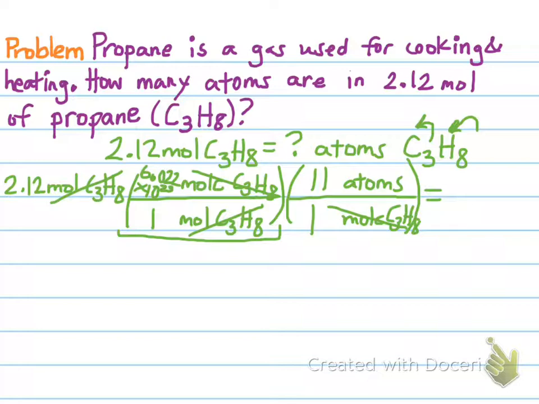So now I'm ready to calculate this using my calculator. Should I multiply or should I divide? I hope you said multiply, right? Because my numbers are in the numerator. So to do this on my calculator, I'm going to take 2.12 times 6.022 E23 times 11, and then you're going to hit your enter.